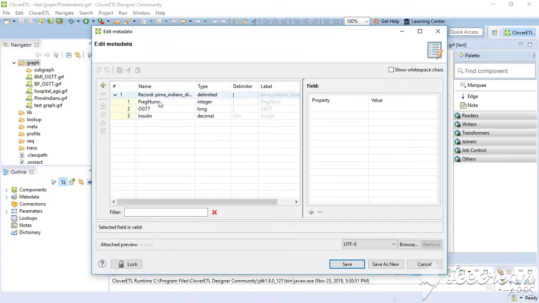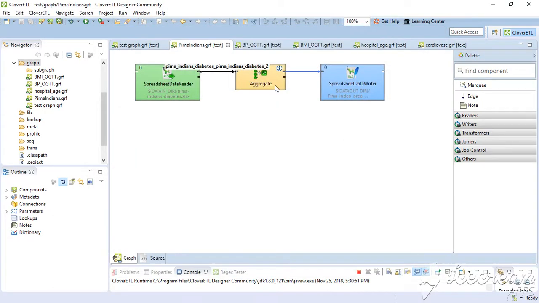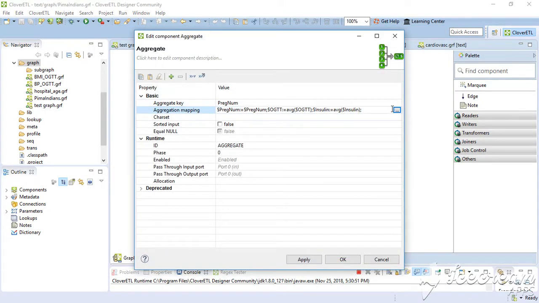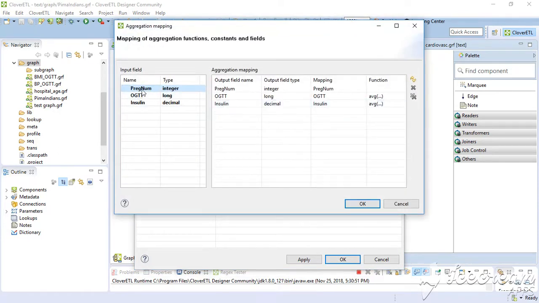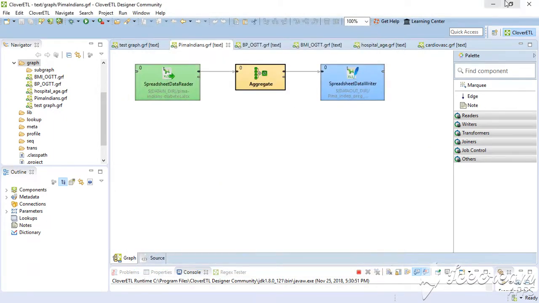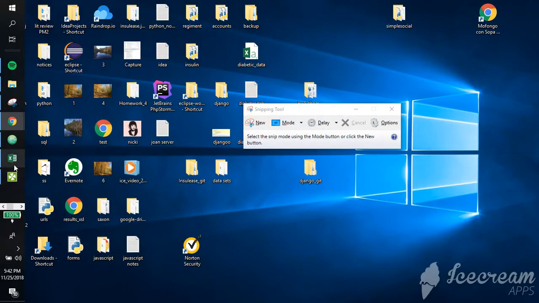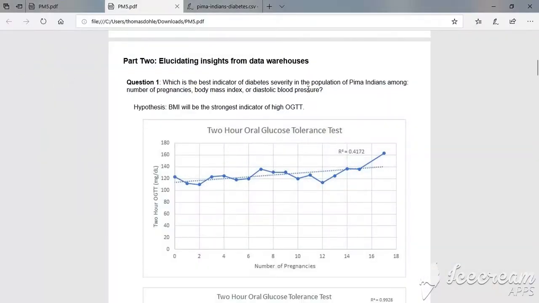For this particular one, we were looking at the number of pregnancies. For this first one, I also had this insulin in here, but it ended up being really weird looking when the data came out, so I kind of ignored it. And then here's our aggregation. So we aggregated on the number of pregnancies, and then we found the average OGTT and insulin. So what that ended up looking like is right here.